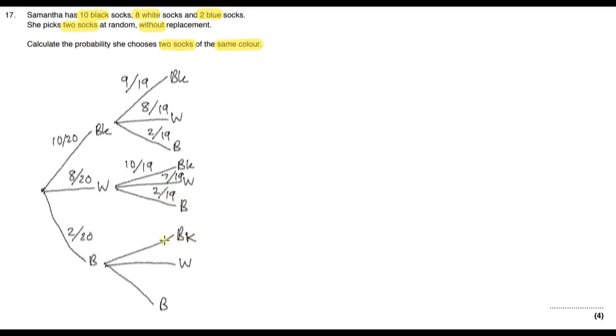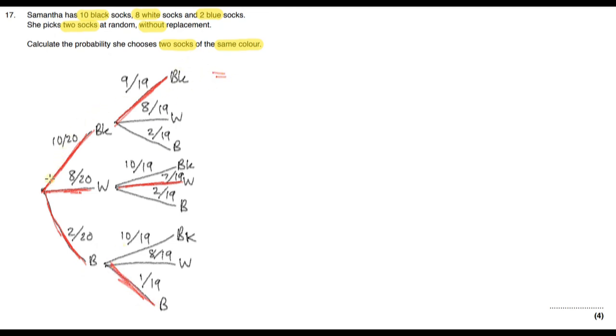And now a black sock, given we've picked a blue sock, well, there's still 10, so 10 over 19. There's still 8 white socks, so 8 over 19. And blue, we've only got 1 blue left now, so it's going to be 1 over 19. Now, we need to calculate the probability she chooses 2 socks of the same colour. So we're going to go black, black. We're going to calculate this probability. We're going to go white, white. And we're going to go blue, blue.